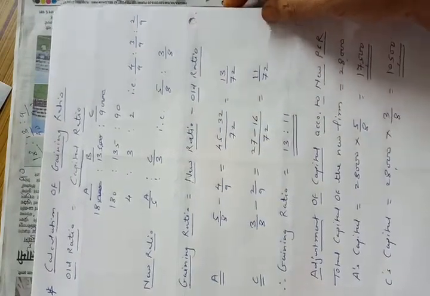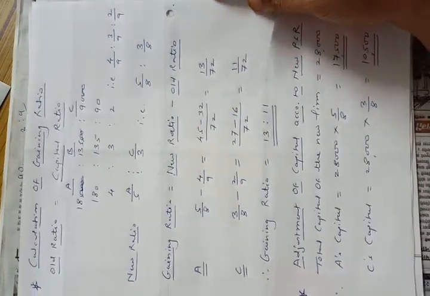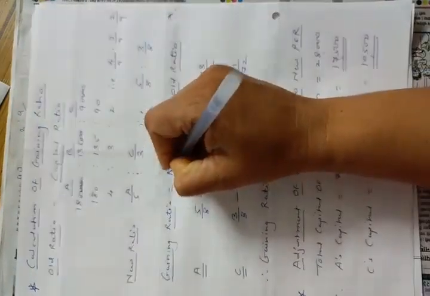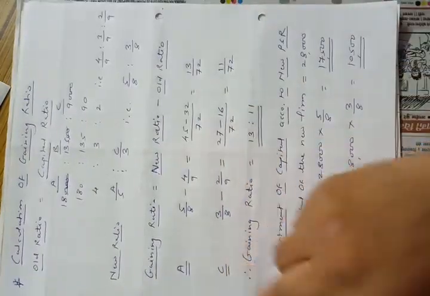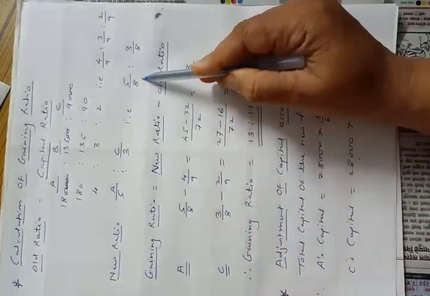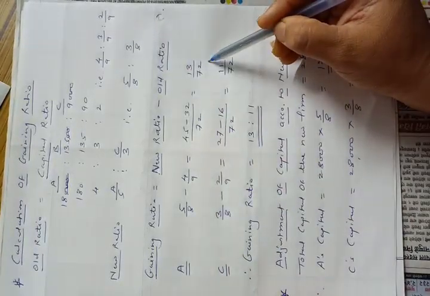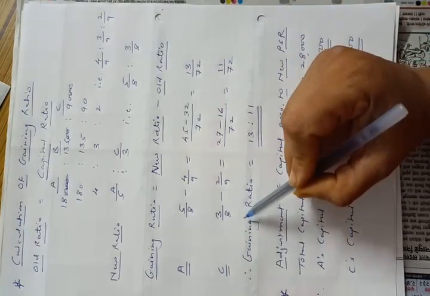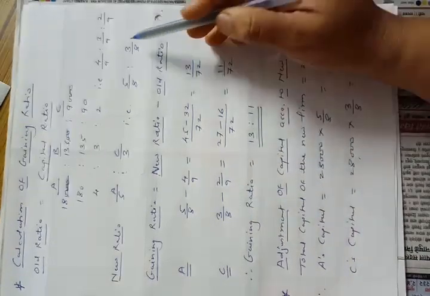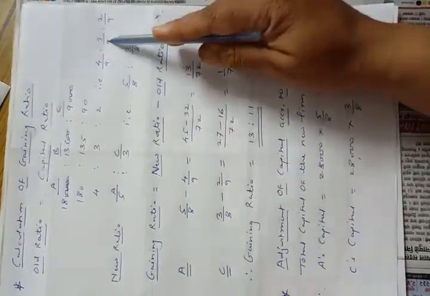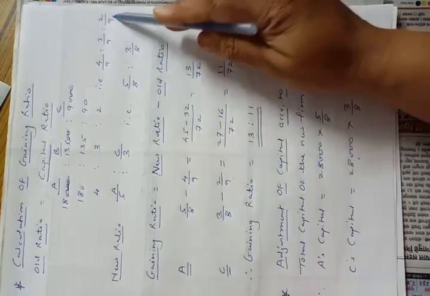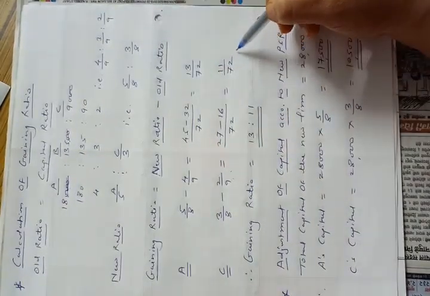We know the formula: gaining ratio is equal to new ratio minus old ratio. In case of partner A, new ratio 5 upon 8 minus old ratio 4 upon 9, the answer will be 13 upon 72. In case of partner C, new ratio 3 upon 8 minus old ratio 2 upon 9, so the answer will be 11 upon 72, and so the gaining ratio will be 13 is to 11.